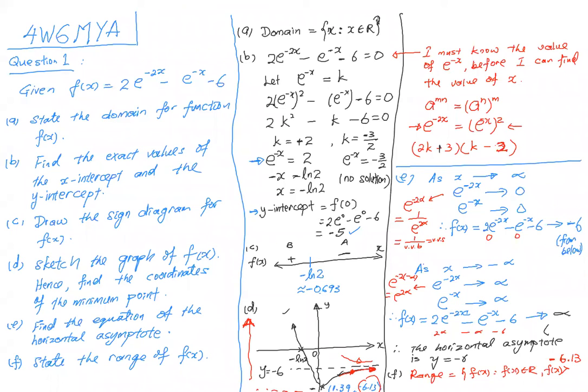It approached -6 from below. That is called from below. -6 is above the graph. So the graph approached y equal to -6 from below. I'm talking about the graph approaching that, not the line approaching the graph. It's the graph approaching the line.